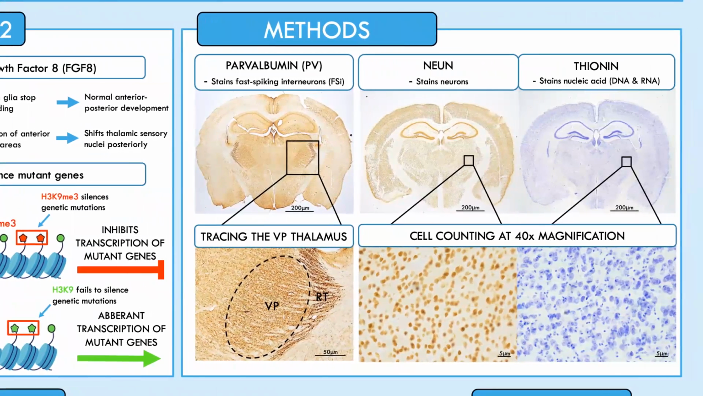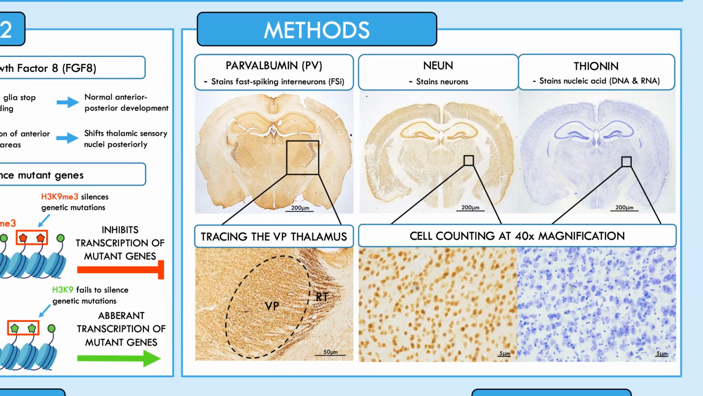Now, to identify potential structural changes, I visualized the structures of interest using multiple stains. The first stain I used is parvalbumin, which stains fast-spiking interneurons, which are the most abundant type of inhibitory interneurons in the brain. Additionally, the positive staining of parvalbumin allows for the identification of the ventroposterior thalamus, or VP, and the reticular thalamus, or RT. Another stain I used is NeuN, which specifically stains for neurons, and thionin, which stains for negatively charged nucleic acid.